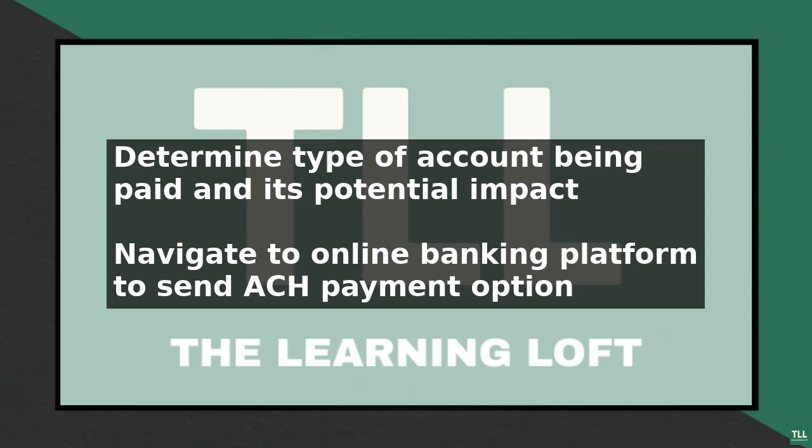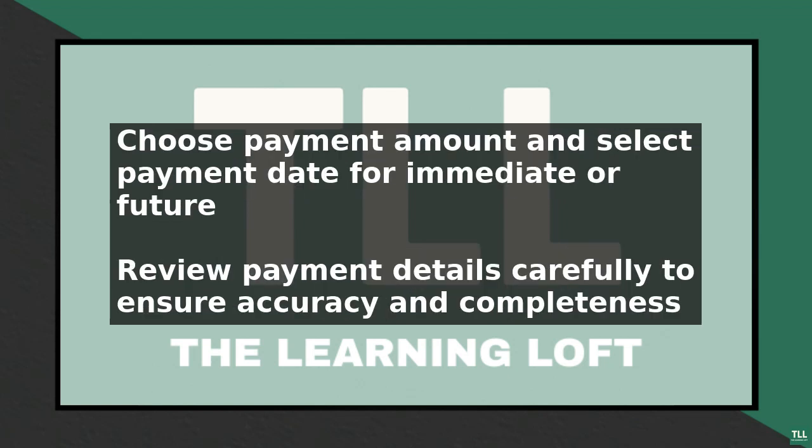Now, navigate to your online banking platform or mobile banking app, and look for the option to send an ACH payment. This is often found under the Transfer or Payment section. Enter the recipient's information, including their name, account number, and routing number, and select the type of account. Choose the payment amount and select the payment date. You can usually choose to send the payment immediately or schedule it for a future date.